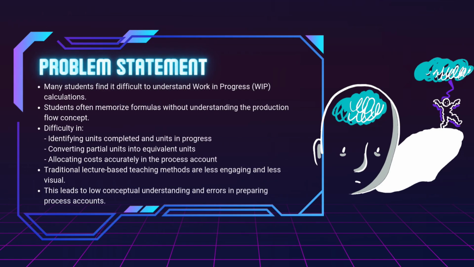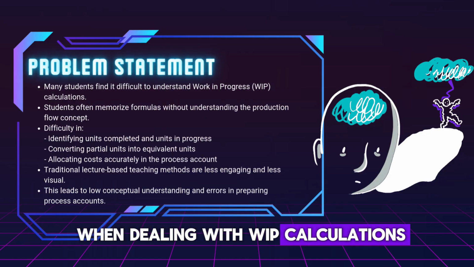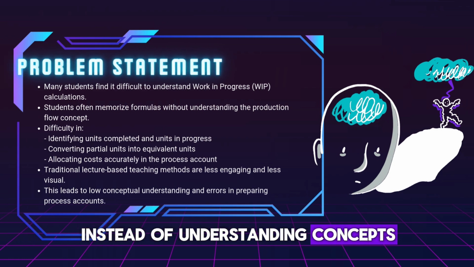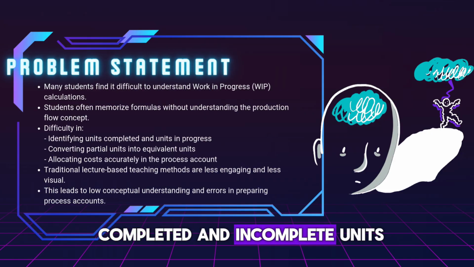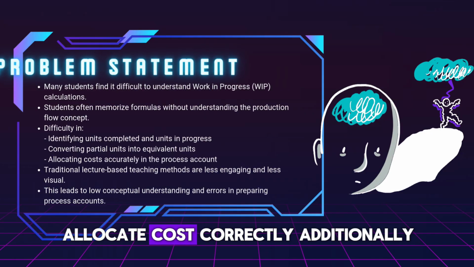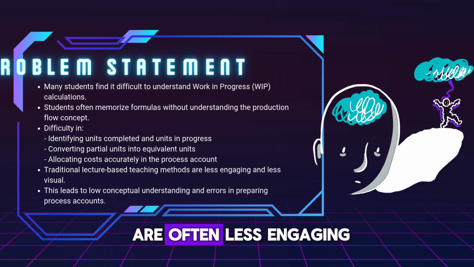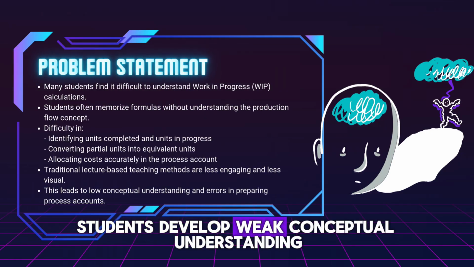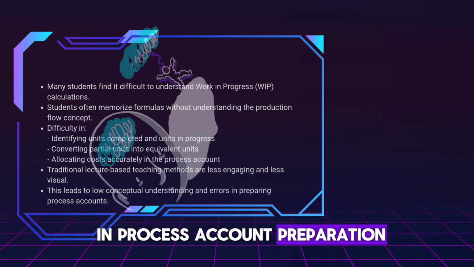Problem statement. Many students face difficulties when dealing with WIP calculations because they rely on memorizing formulas instead of understanding concepts. They struggle to identify completed and incomplete units, convert partial units into equivalent units, and allocate costs correctly. Additionally, lecture-based teaching methods are often less engaging and lack visual support. As a result, students develop weak conceptual understanding and frequently make errors in process account preparation.